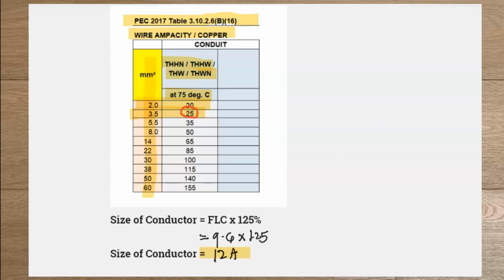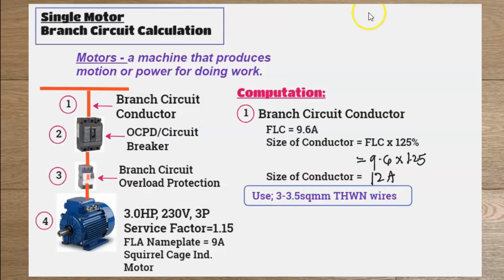So for me, so much better to use this 3.5 because mas matibay siya ng konti sa 2.0. So if hawakan mo yung 2.0, masyadong malambot. So much prefer to use the 3.5 square mm. Based doon sa table kanina, that much better to use the tatlong 3.5 square mm THWN na wires, and then kaya niyang ampacity is 25 ampere. So pasok pa rin siya.